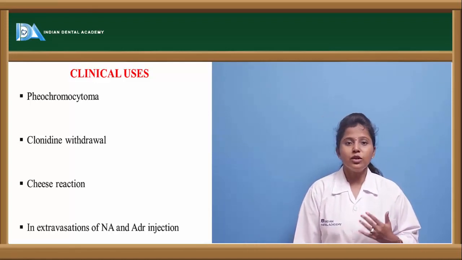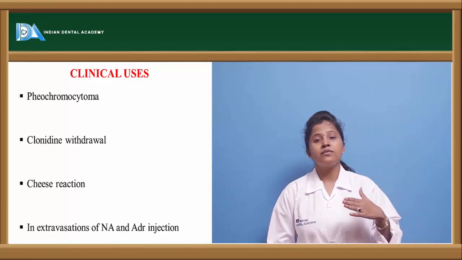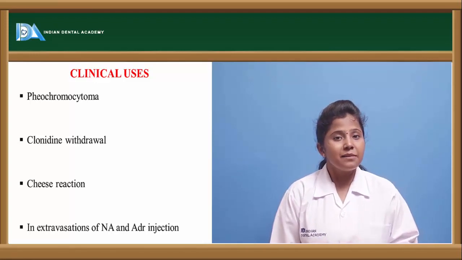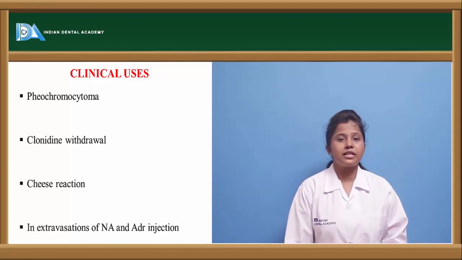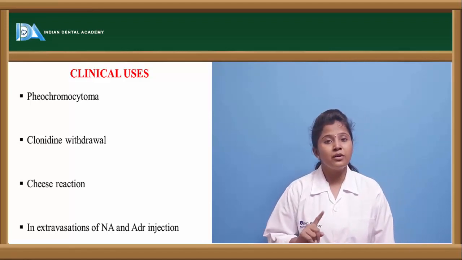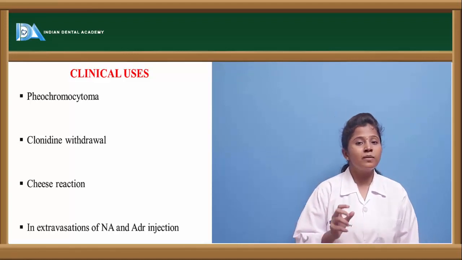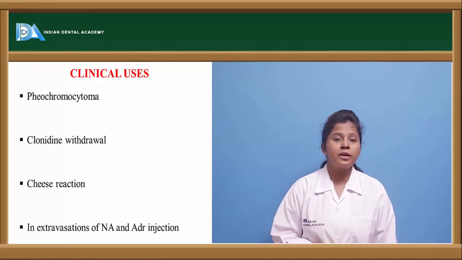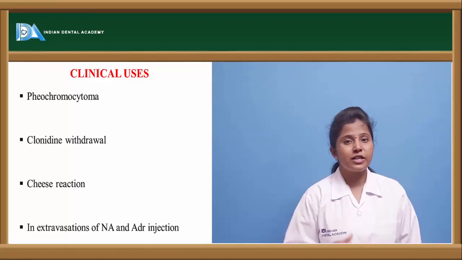And the cheese reaction. So what is this cheese reaction? Tyramine is a compound synthesized from the amino acid tyrosine. Tyramine aids in the release of catecholamines, which are neurotransmitters. These catecholamines are metabolized by the enzymes monoamine oxidase and catechol-O-methyltransferase. Monoamine oxidase has two forms, monoamine oxidase A and monoamine oxidase B, and mostly the metabolic reactions take place through monoamine oxidase A.